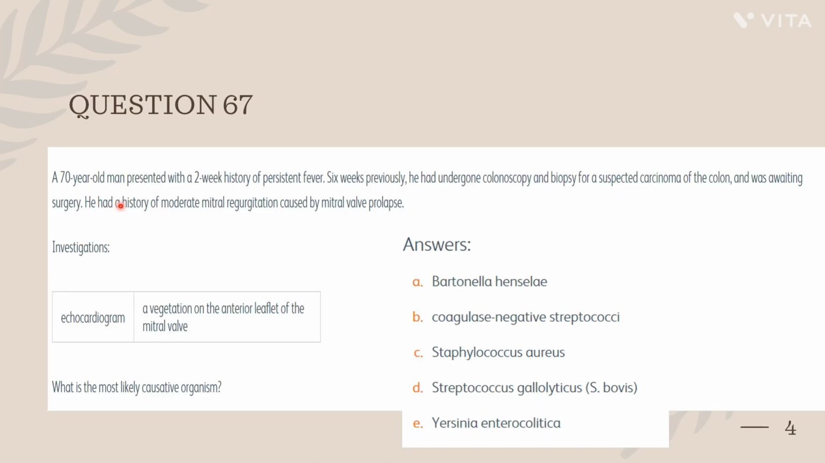Next question. A 70-year-old man presented with 2-week history of persistent fever. 6 weeks previously had undergone colonoscopy and biopsy for a suspected carcinoma of colon and was awaiting surgery. Had a history of moderate mitral regurgitation caused by mitral valve prolapse. Echo showing a vegetation on the anterior leaflet of mitral valve. So, fever and now having mitral regurgitation and vegetation. So it is a case of infective endocarditis. We are being asked what is the most likely causative organism.